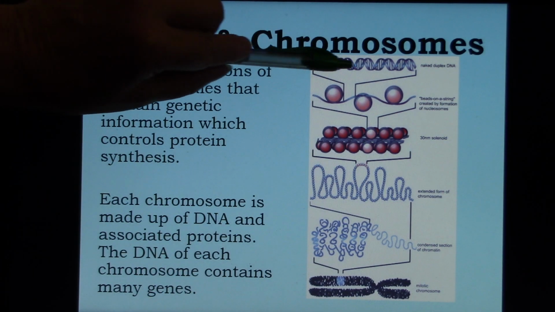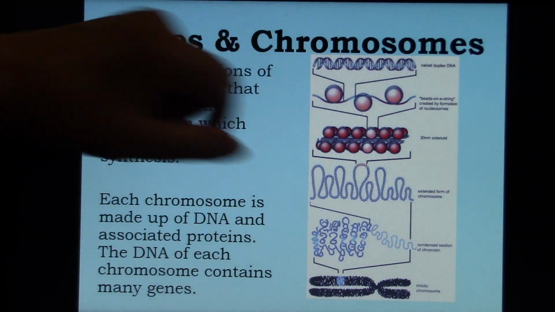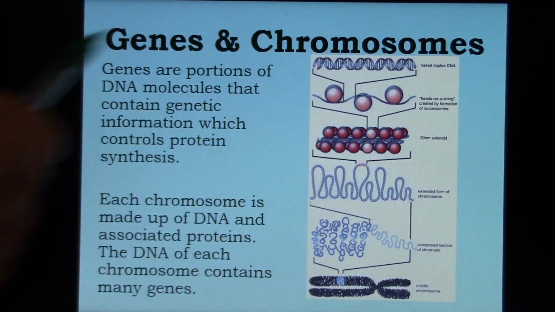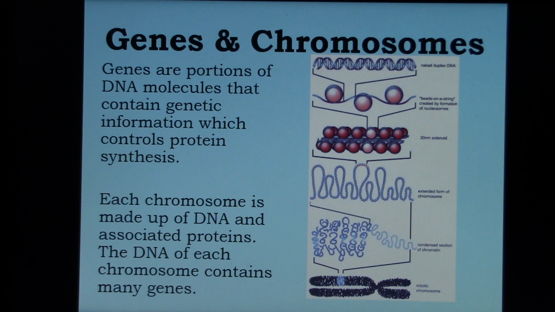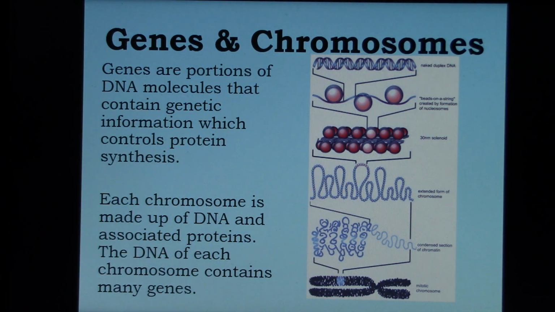So the DNA molecule itself has multiple genes on it. So the genes are the parts, and there can be many of these along that whole linear strand of DNA for a given chromosome. There are genes, and genes are those parts of the DNA that hold the recipe for making proteins. Each gene makes a particular protein. That is what most of them do.